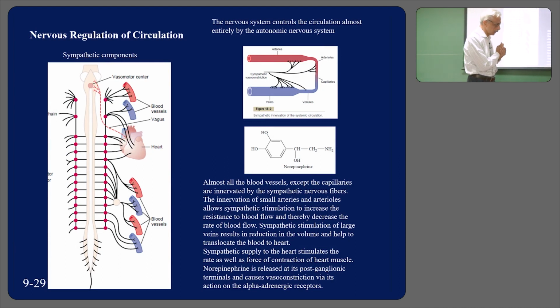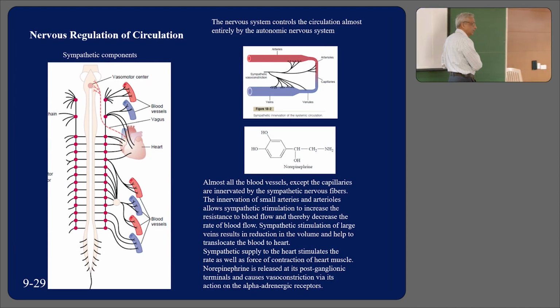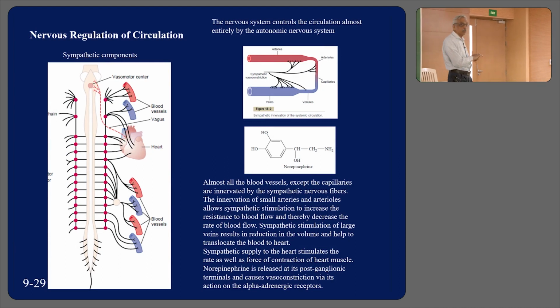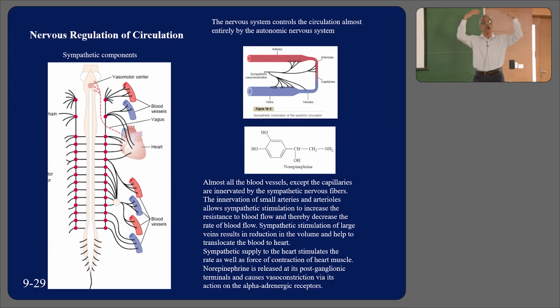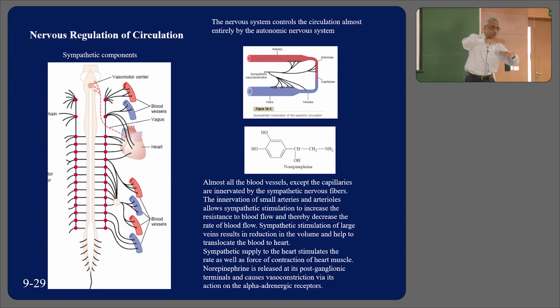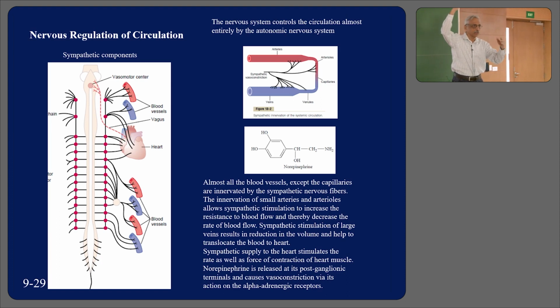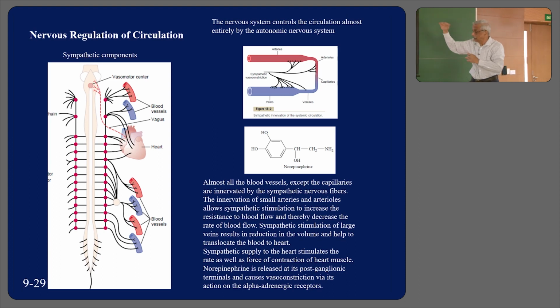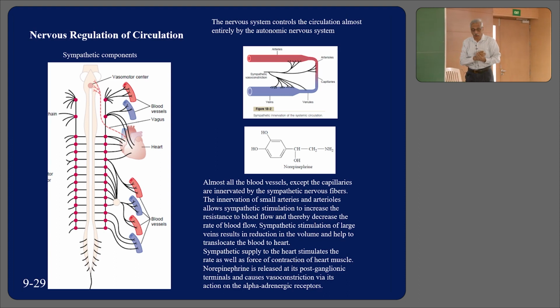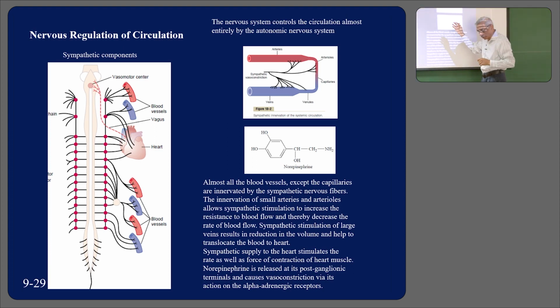Now, we have already done this once, we will do it once again. Why? Because we are talking of different levels of control. We have seen the local level, we have seen the endocrine level, the hormonal level, and we are seeing ultimately the nervous regulation of the circulation, which we have already seen, and we know that there is a what?